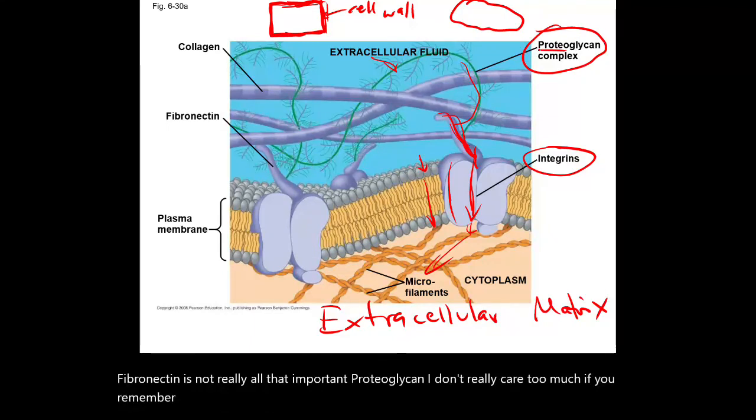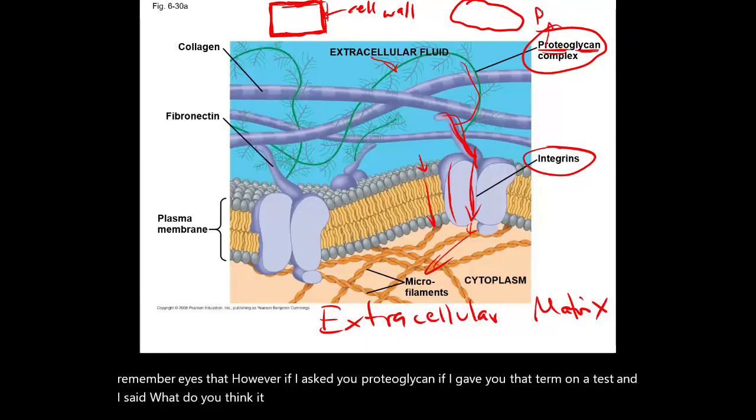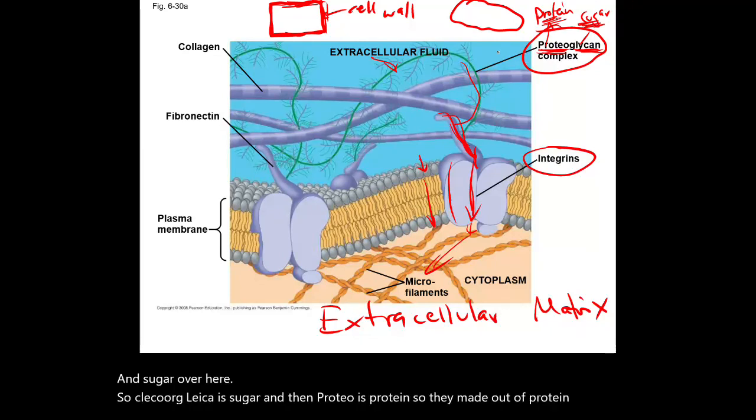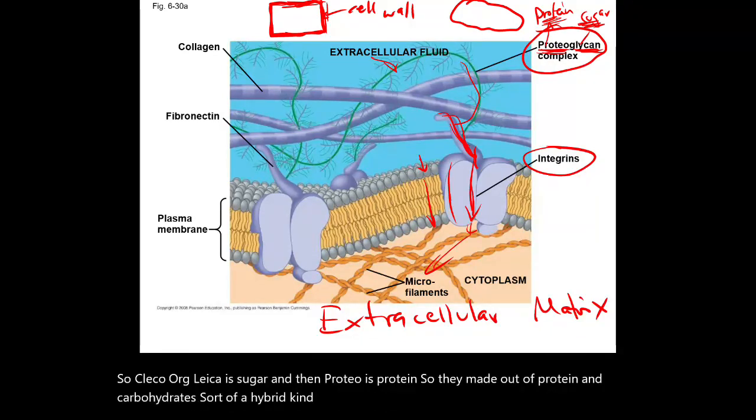However, if I gave you the term proteoglycan on a test and asked what you think it means, I would hope you'd come up with protein over here on the left and sugar over here. So glyco or glyca is sugar, and proteo is protein. So they're made out of protein and carbohydrates, sort of a hybrid kind of molecule. All right, that's the extracellular matrix.